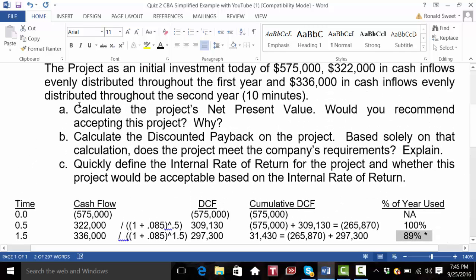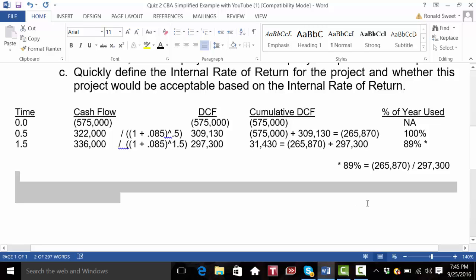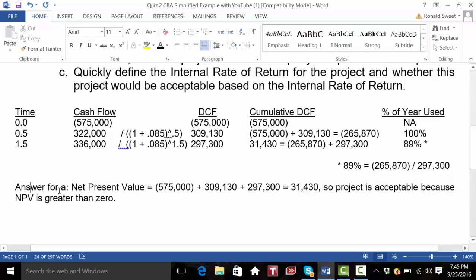So the first question asks, calculate the project's net present value, and would you accept the project? And so when we do that, we say the net present value is the $575,000 deficit up front, plus the $309,130 in the first year, plus the $297,300 in the second year, and that equals $31,430, which should also be your cumulative discounted cash flow. So we say the project is acceptable because the net present value is greater than 0.